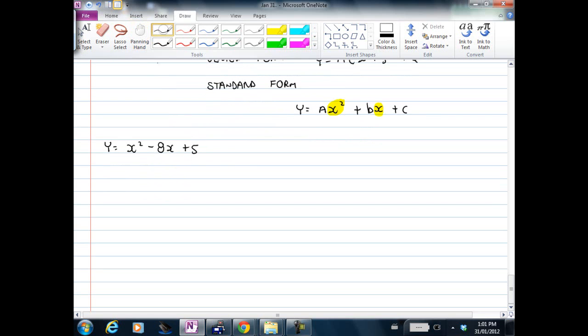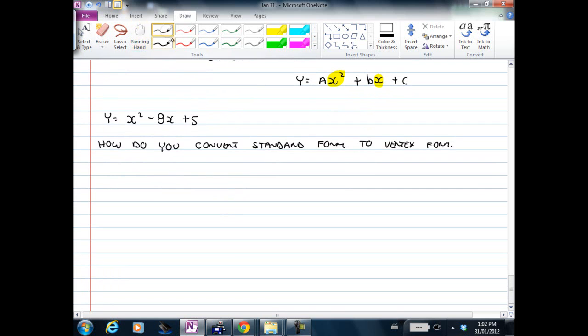So the question now is, how do you convert standard form to vertex form? And that's where I want to begin my lesson today. If I give you standard form, you can't work with it. You have to convert to vertex form. And there's a special technique they use called completing the square.